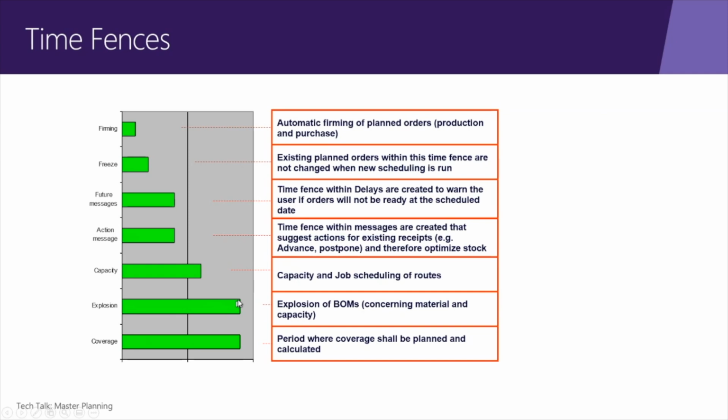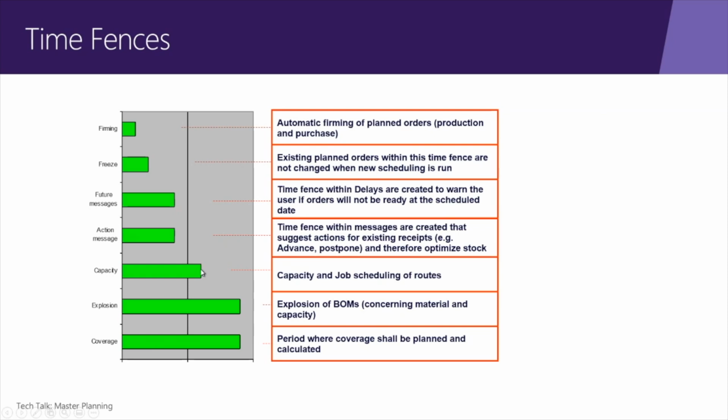Explosion time fence. Here in this diagram, it's matching the coverage time frame, which means what MRP will understand is, if I'm planning for the next 60 days and I find an item that has a bill of material, I will also go and explode that bill of material and plan for the components and the raw materials that are required for the bill of material. I will do that for the 60 days, but you could have set this to half of this, which would be 30 days, to say, okay, look at the finished good coverage for the next 60 days, but only explode the BOM for the next 30 days.